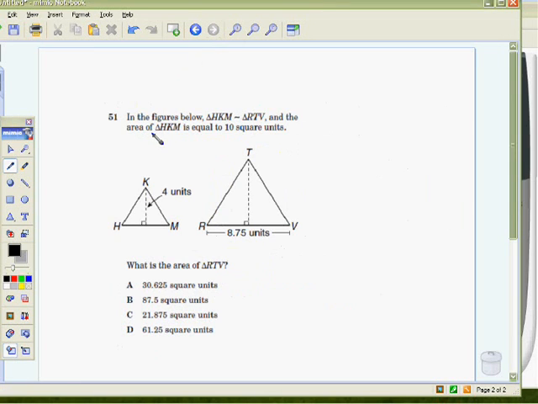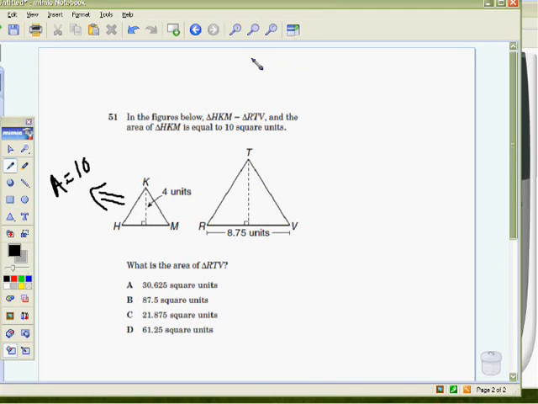Number 51. In the figures below, triangle HKM, that's this one, is similar to triangle RTV. This little symbol right there means similar. And the area of triangle HKM, the small one here, is equal to 10 square units. So this small triangle has an area equal to 10. It asks, what is the area of triangle RTV? So we want to find the area of the big triangle.